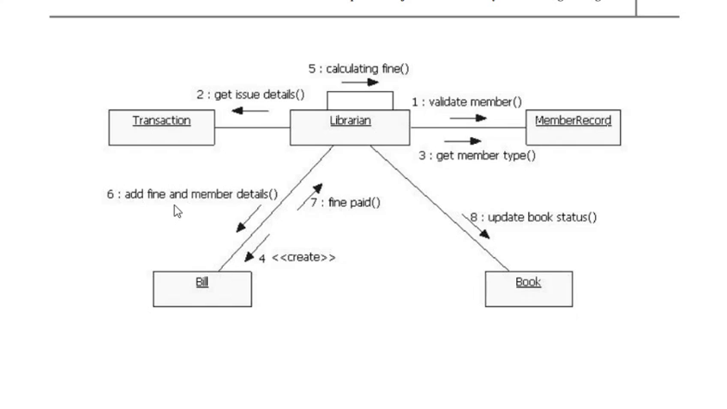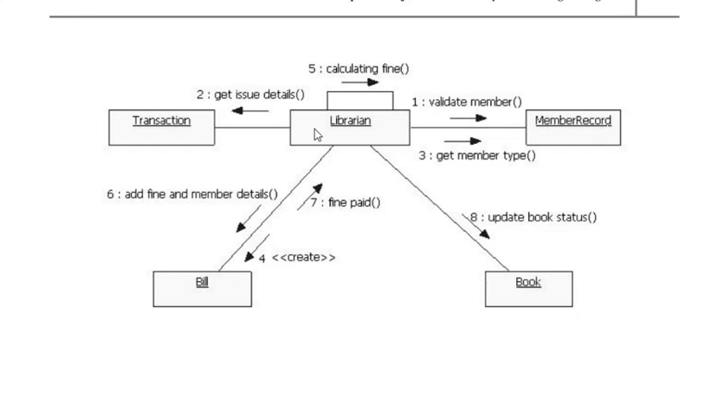Once the fine is calculated, it will add the fine and the member detail to the bill, right? Once the fine and member detail are added to the bill, the fine will be paid, and eventually what will happen is that the book status will be updated, right? So this is the sequence of interaction that takes place between various collaborators.